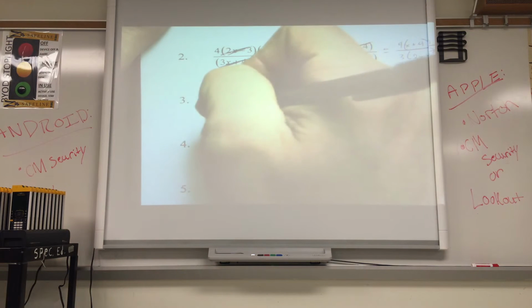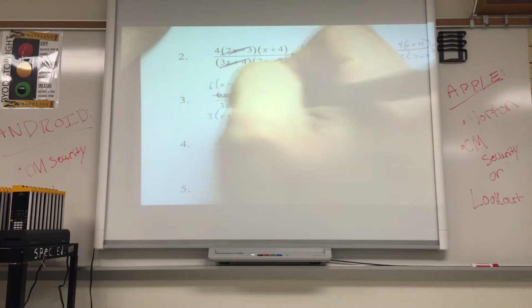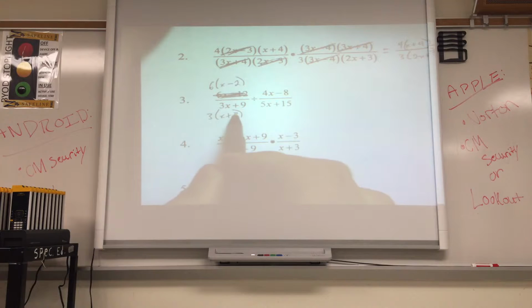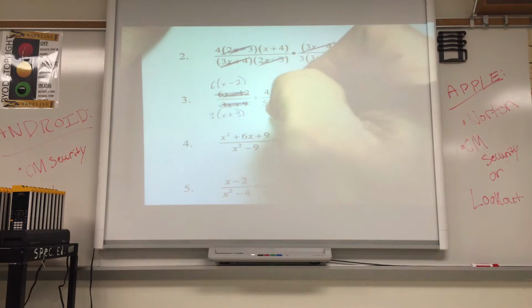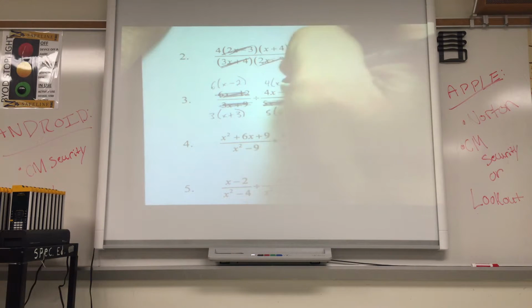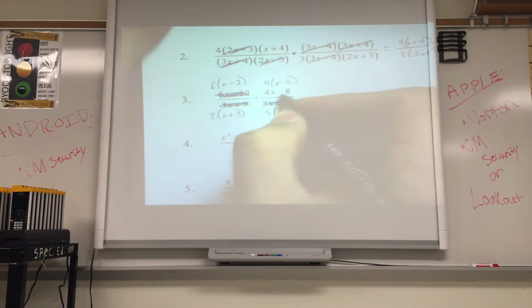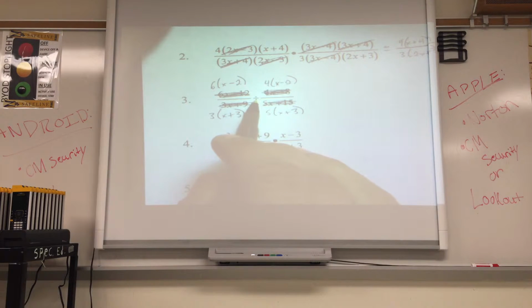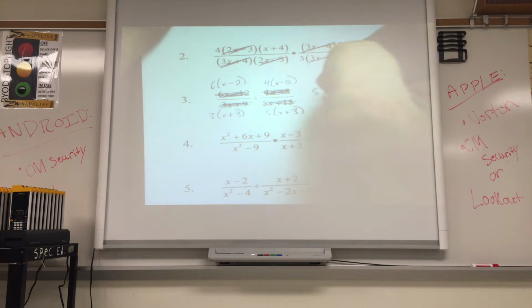This one, it again is just a GCF, like that. So 3x, 9. This one is just a GCF. So these are all the same type of factoring right here. 5x, 15. Okay, this one is 4x minus 8, so 4x minus 2. Okay, now keep in mind though, this was divide, so I need to actually flip this one. So what I actually have is 5x plus 3 over 4x minus 2.